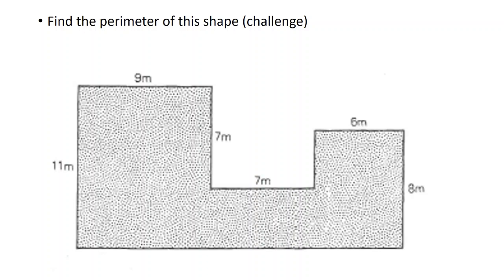If you would like to find a more challenging perimeter, you can try and do this one. Again, you might want to draw it out in your jotter. This one's difficult because not all the sides are labelled, so I'll leave you to work out how you'd work out the missing sides. It's a little bit more challenging. This is not for everybody. If you don't know how to do this yet, that's absolutely fine.